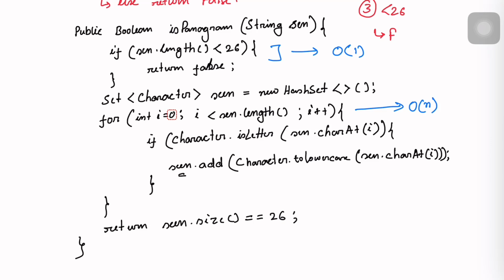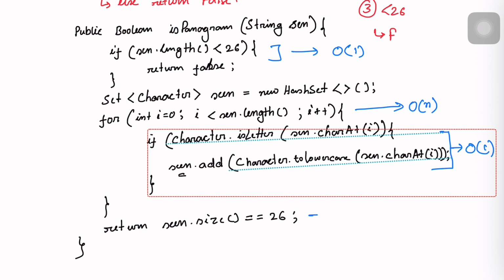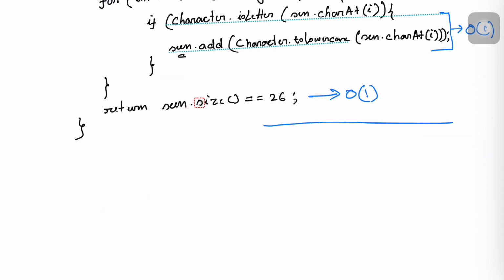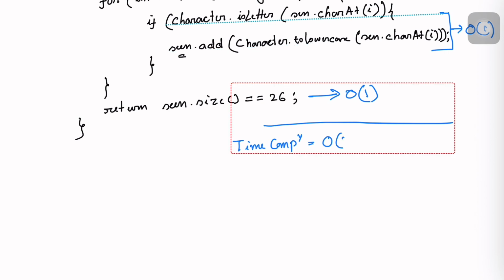All of these operations, we know that adding or checking anything in a hash set takes constant time. So I can say all of these operations take big O of 1, correct? Again, this operation takes big O of 1. So at the end, we can say that the time complexity is big O of n. Understood?